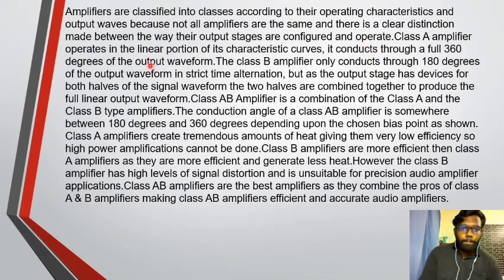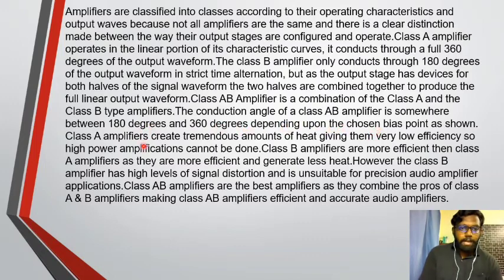Class A amplifiers operate in the linear portion of their characteristic curves. It conducts through a full 360 degrees of the output waveform. The Class B amplifier only conducts through 180 degrees of the output waveform in strict time alternation. But as the output stage has devices for both halves of the signal waveform, the two halves are combined together to produce the full linear output waveform. Class AB amplifier is a combination of the Class A and the Class B type amplifiers. The conduction angle of a Class AB amplifier is somewhere between 180 degrees and 360 degrees, depending upon the chosen bias point as shown.